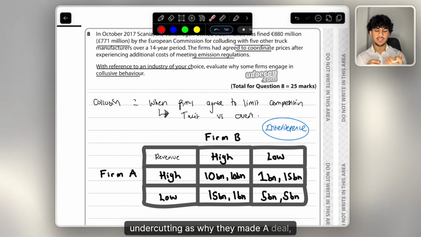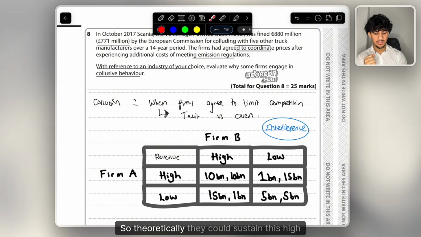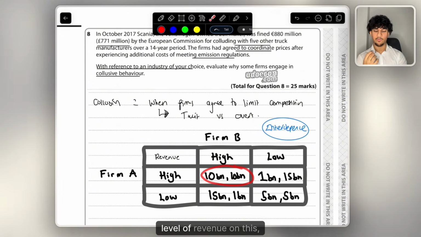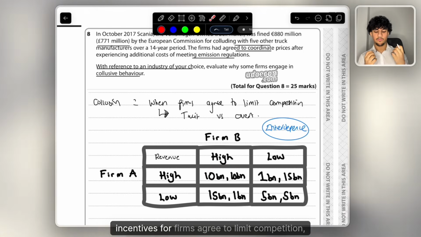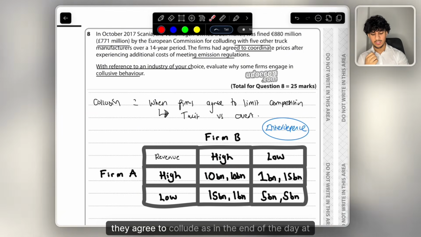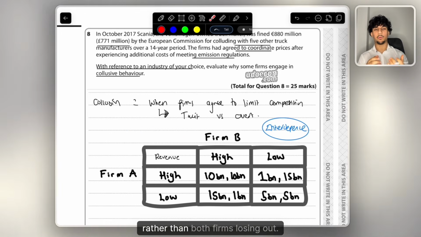Why? They've made a deal. They made a deal that they're both going to set at this high price. So theoretically, they can sustain this high level of revenue and these high prices. So therefore, what does this show? Due to the profit incentives, firms agree to limit competition, they agree to collude, as in the end of the day, it leads to maximum revenue for both firms rather than both firms losing out.